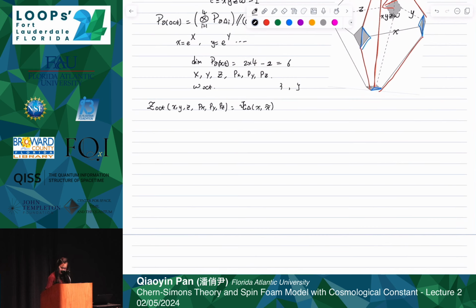It's just a product of the quantum dilogarithm functions: the function of z, z tilde, and then y, y tilde, and then I will have the function of w, which is a function of x, y, z now, and of xyz and pxyz, actually. And then w tilde is also a function of them. And this is the partition function of an ideal octahedron. And we will continue tomorrow.